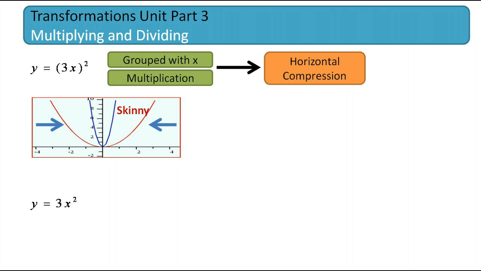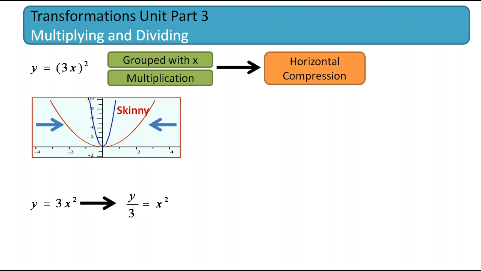Now here we have a slightly different function, and notice here that we have y equals 3x squared, and the 3 is not in parentheses with the x raised to the second power. So the 3 actually doesn't belong with the x, it belongs with the y. So we're going to move it to the other side by dividing both sides by 3. And when we do that, our resulting equation is y divided by 3 equals x squared.